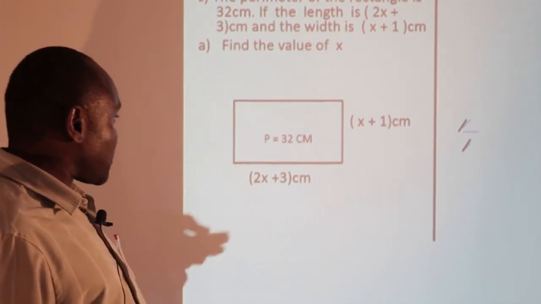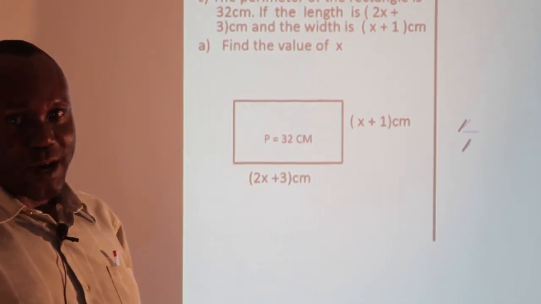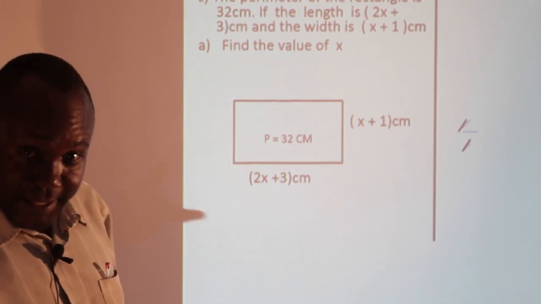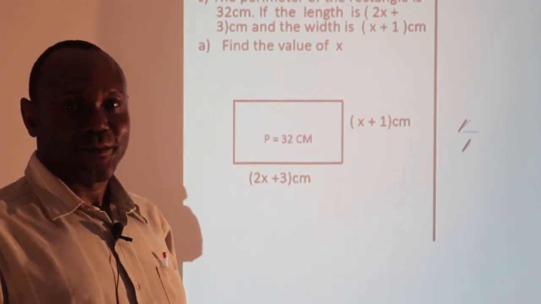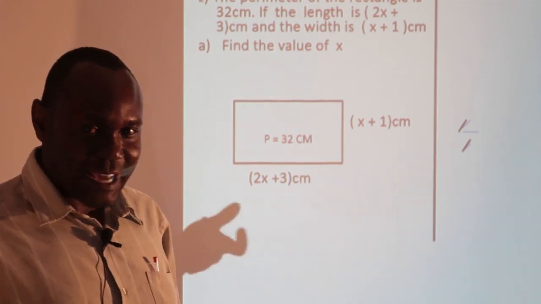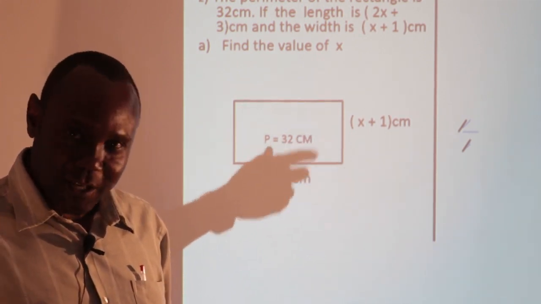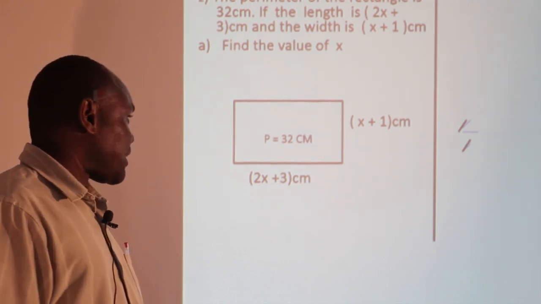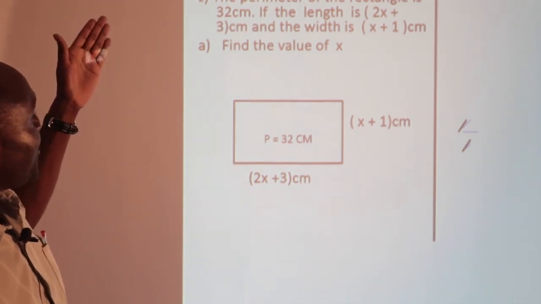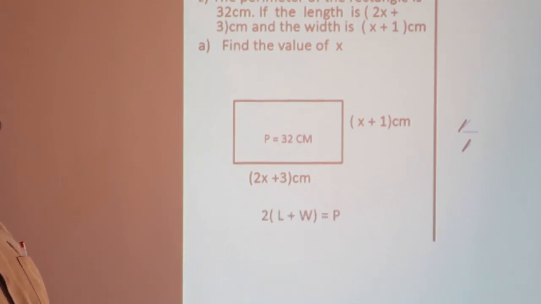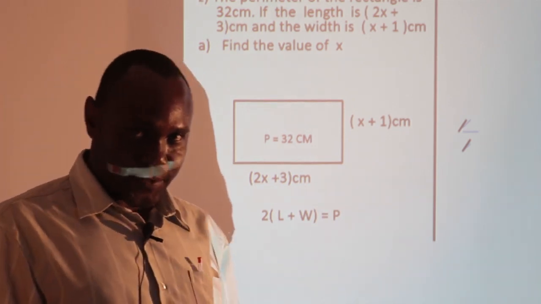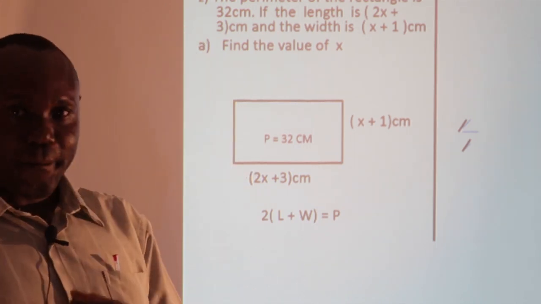So after drawing a sketch like that, it is now a complete one. The next thing is to write the formula. The moment you ignore the formula, make sure that you are gone. You will not pass that number. So since the question is talking about perimeter, we write the formula for finding the perimeter. There you are: perimeter equals 2 into brackets, length plus width.